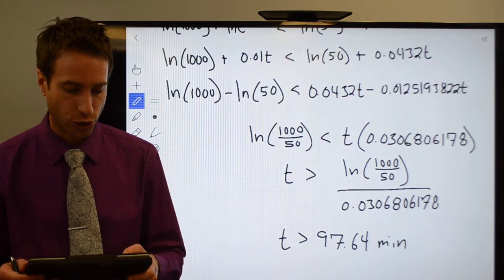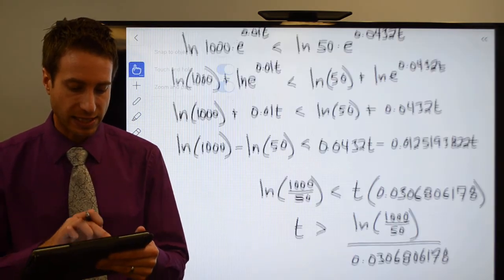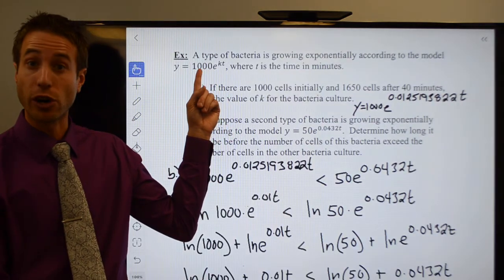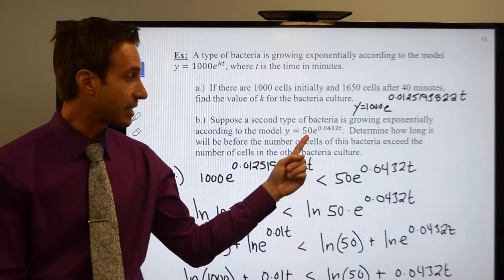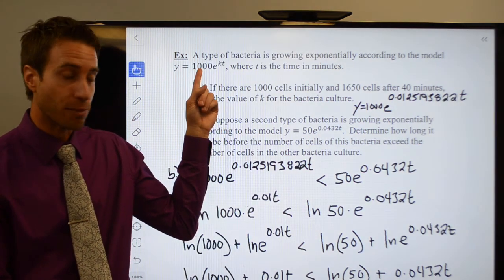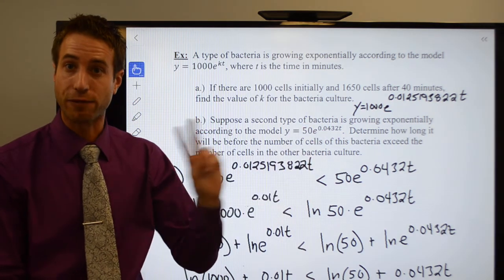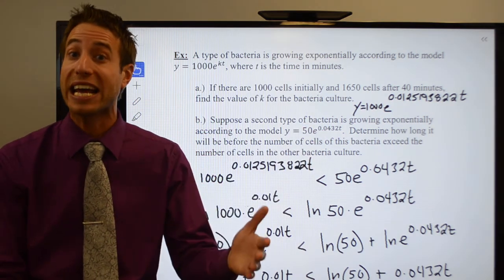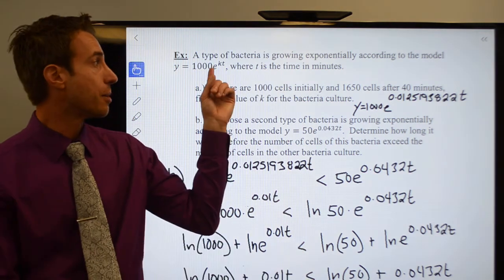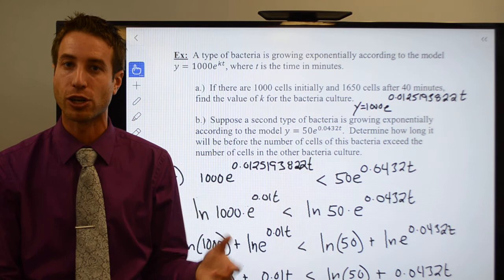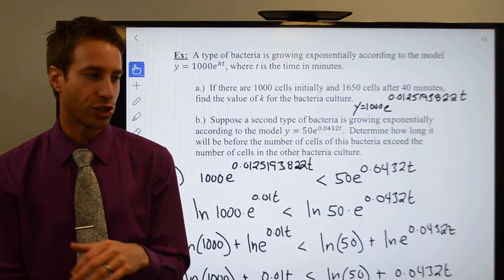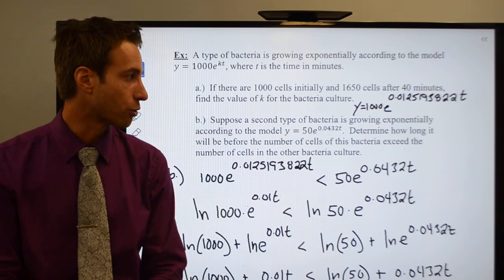original bacteria culture, which is really interesting considering that the original bacteria culture, that first one, started with 1,000 cells. The second bacteria culture only started with 50 cells. So even though this one started with more, because the growth rate for the second bacteria culture is a greater growth rate, eventually it'll catch up and exceed the population of the original bacteria culture, which has a much smaller growth rate. Great problem from biology, awesome application to bacteria cultures and growth rates in biology.